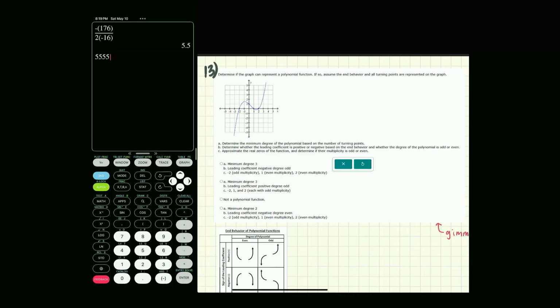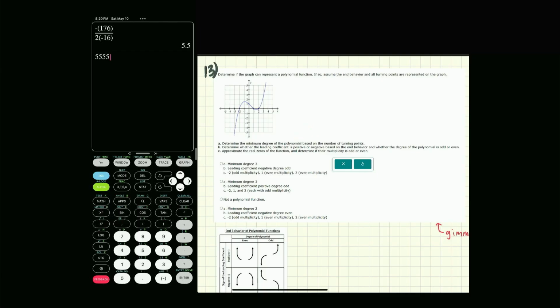Okay, picking back up where we left off on number 13 here, we are given a graph and we're asked to determine if the graph represents a polynomial function. And if so, we're going to assume the end behavior and all turning points are represented on the graph. And then we're going to answer these questions. So question A asks us to determine the minimum degree of the polynomial based on the number of turning points.